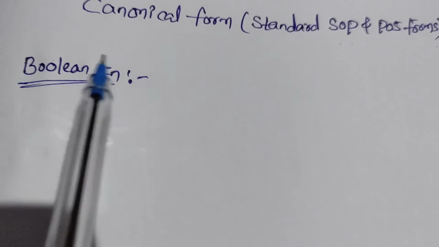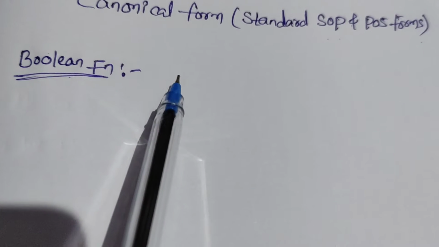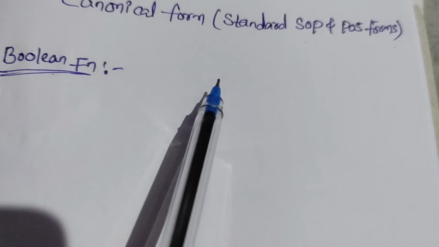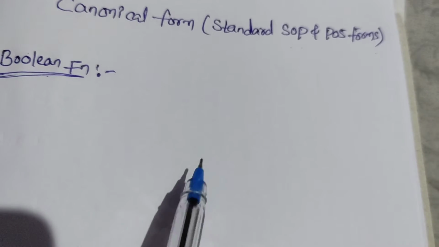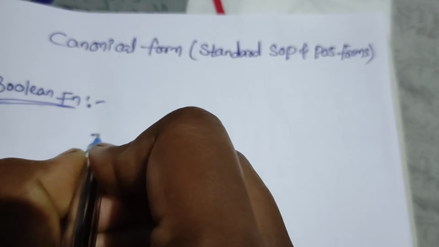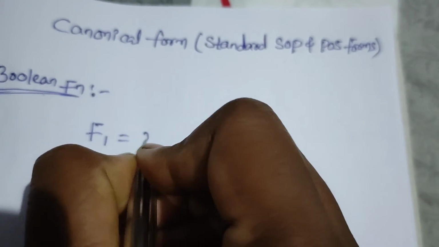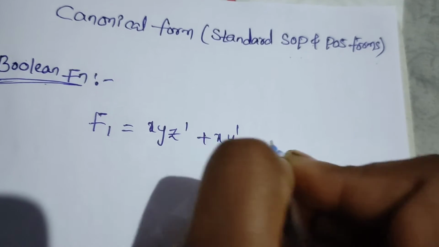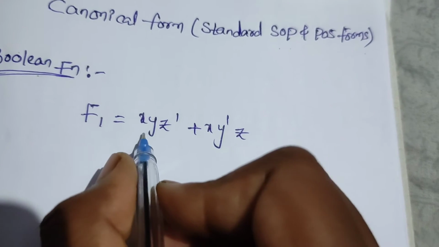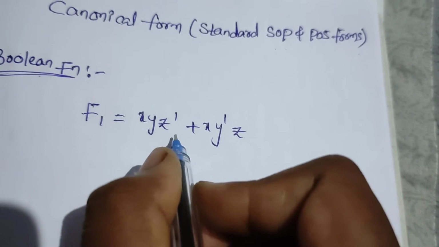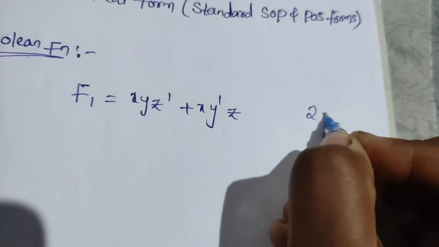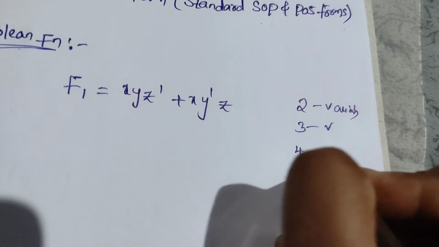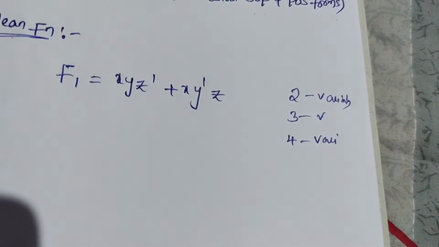A Boolean function is nothing but the representation of an expression which consists of binary variables with AND, OR operators, with parenthesis and an equal sign. Let's consider a Boolean function f1. f1 is equal to x y z bar plus x y bar z. This function consists of three variables. A Boolean function can be of two variables, three variables, or four variables. Here I am taking three variables.